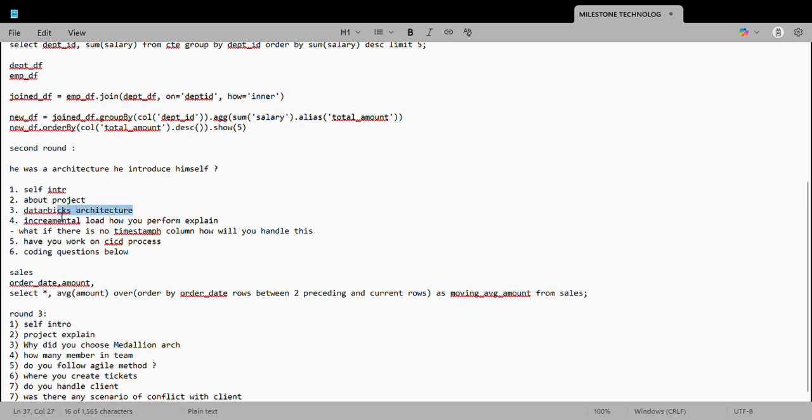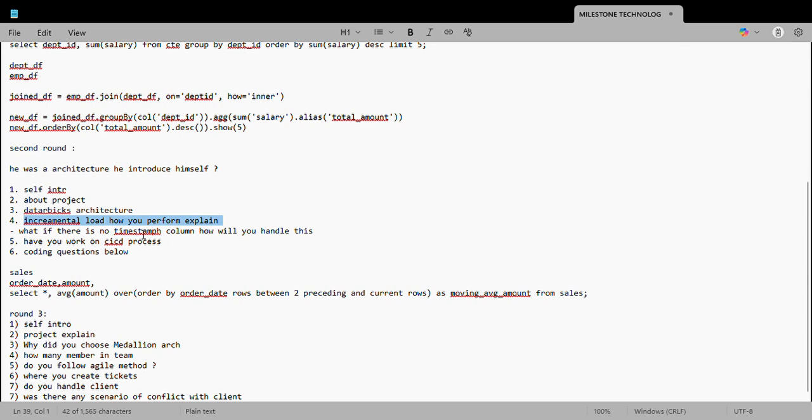Then he asked me about the Databricks architecture. I explained what the data plane and control plane are, how they work, and why. So all this I explained. Then he asked me to design a pipeline for incremental load. I explained it with the timestamp, watermark and all.